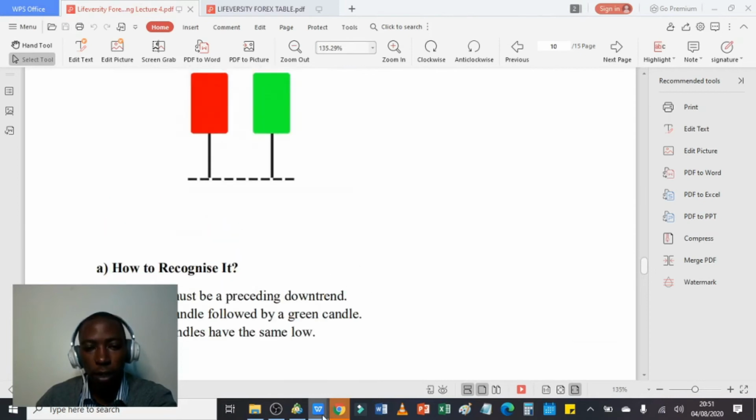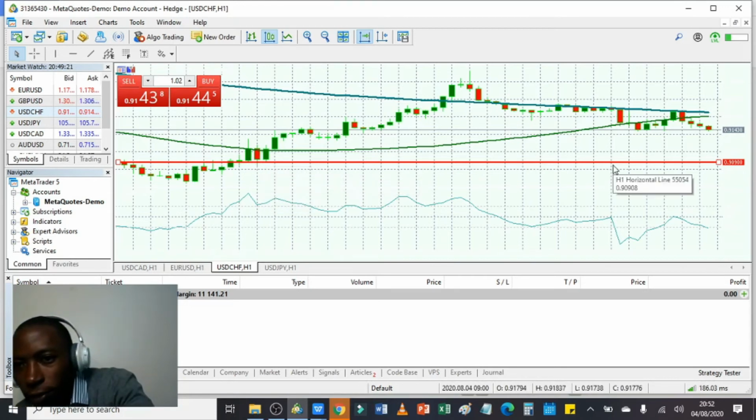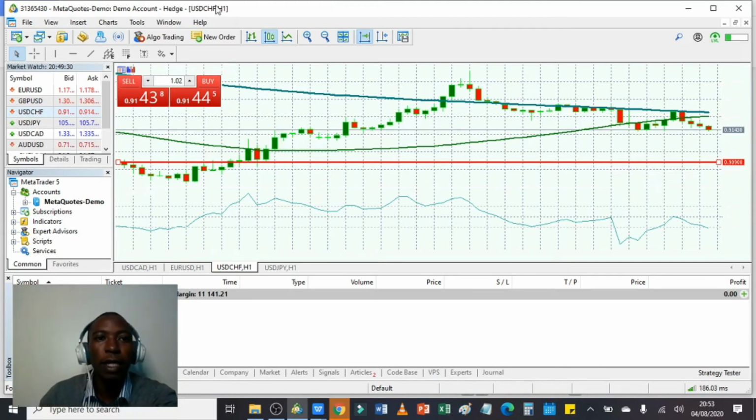Let's just try to locate it on our chart. I'm seeing a tweezer bottom now here. As you can see, this candle, the green one and the red one, they can't go below this horizontal line, the price level of 0.90908 on my USD Swiss franc chart, 1 hour chart, and this is a tweezer bottom.